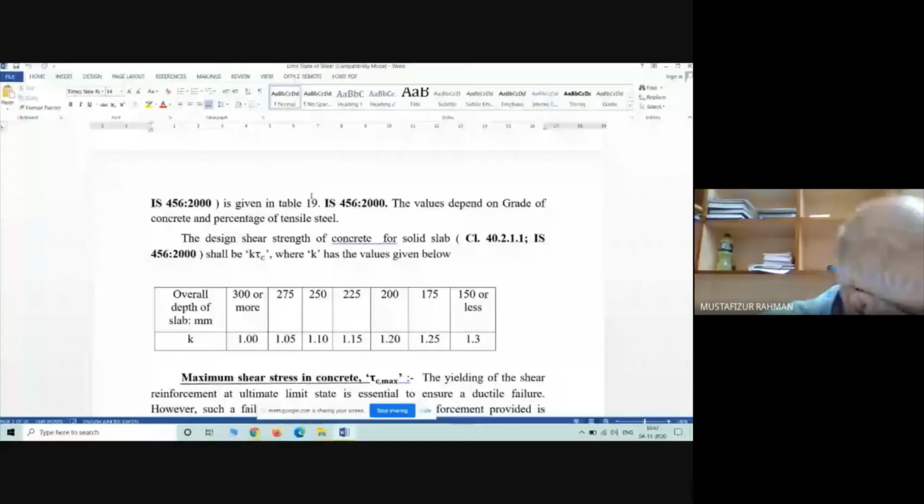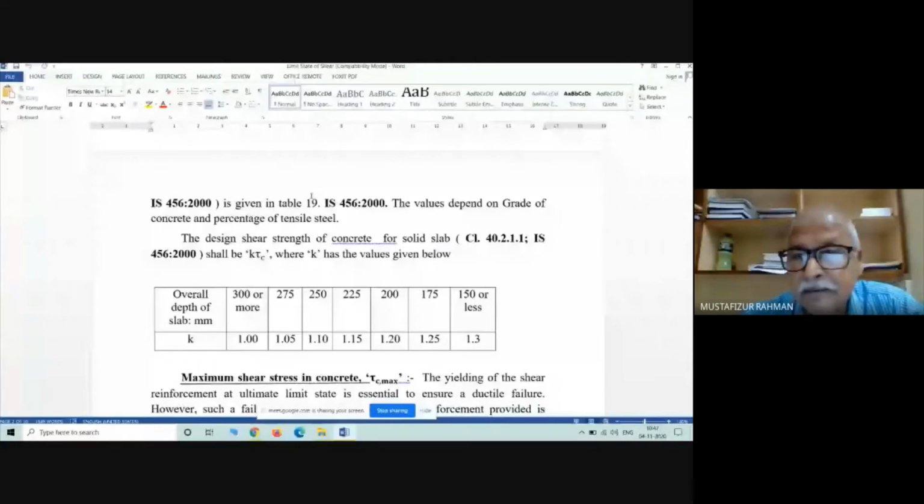Now, this value is tau C. Compare tau V and tau C. Your tau V may be less than tau C, it may be equal to tau C, or it may be greater than tau C. Tau V is the stress induced. Tau C is the stress that can be resisted.